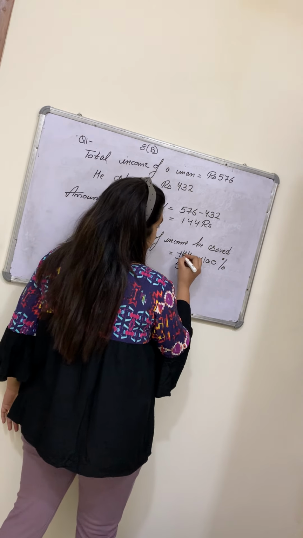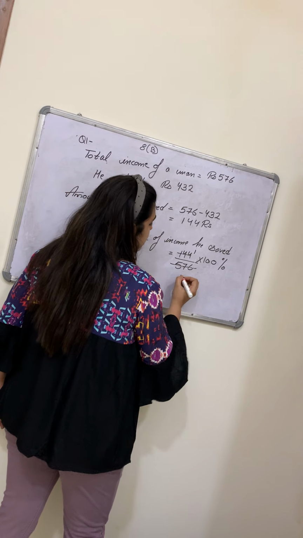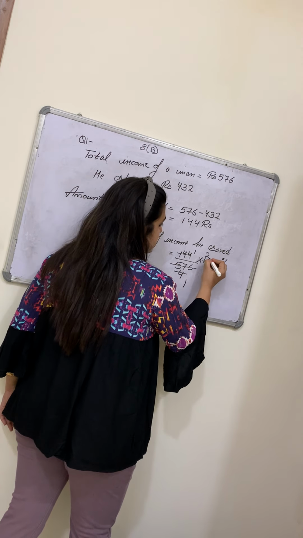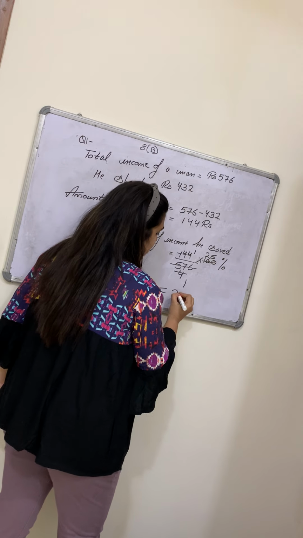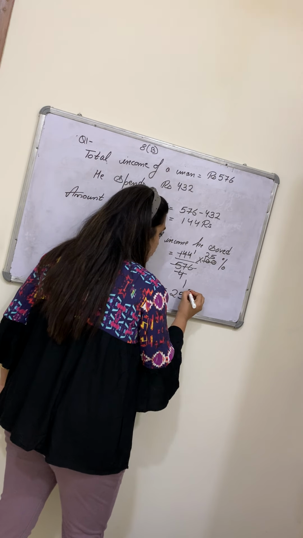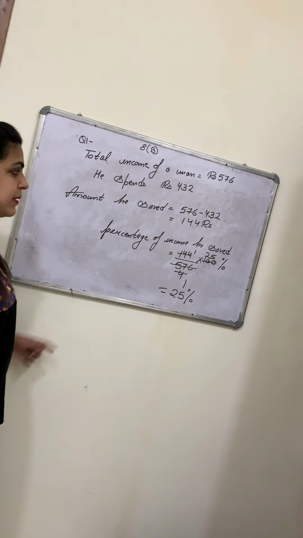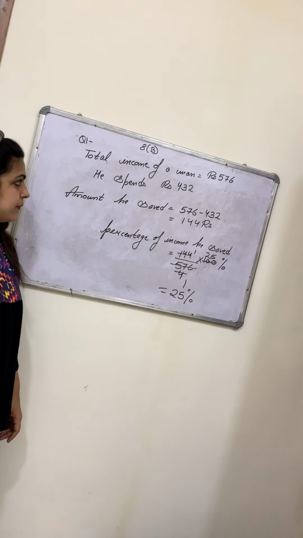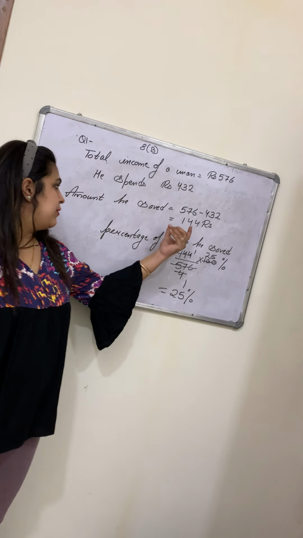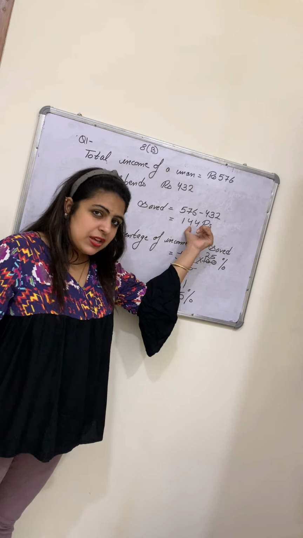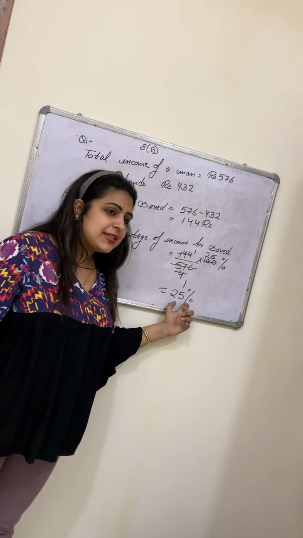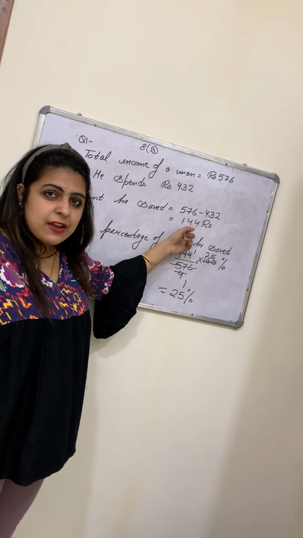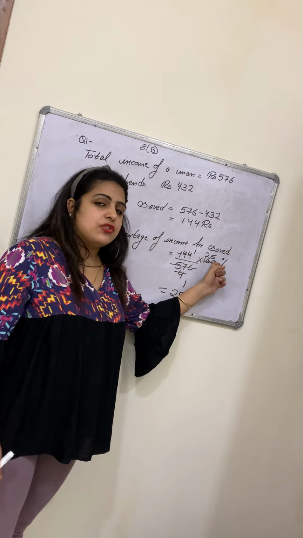So this will be 144, ones are, and it will be 4. Then 4 ones are 4, 4 twos are 8, 4 fives are 20. Your answer will be 25%. Percentage of income he saved is 25%. Okay? First I have calculated the amount he has saved and then I have calculated the percentage of the amount he has saved. Percentage will be the amount he has saved upon total into 100.